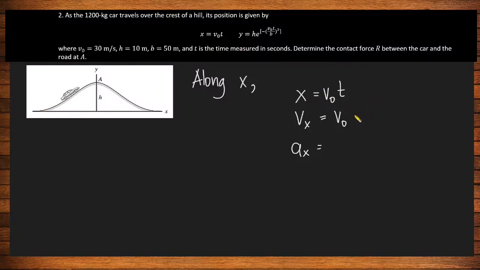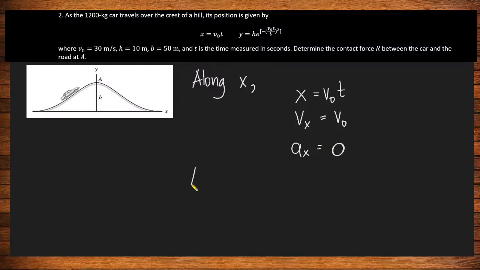But take note na yung value ng velocity natin along x, which is equal to v sub o, is equal to 30 meters per second. So that is a constant number. Ibig sabihin, yung derivative nito, derivative ng isang constant number, will be equal to 0. Therefore, yung acceleration natin along x is equal to 0.